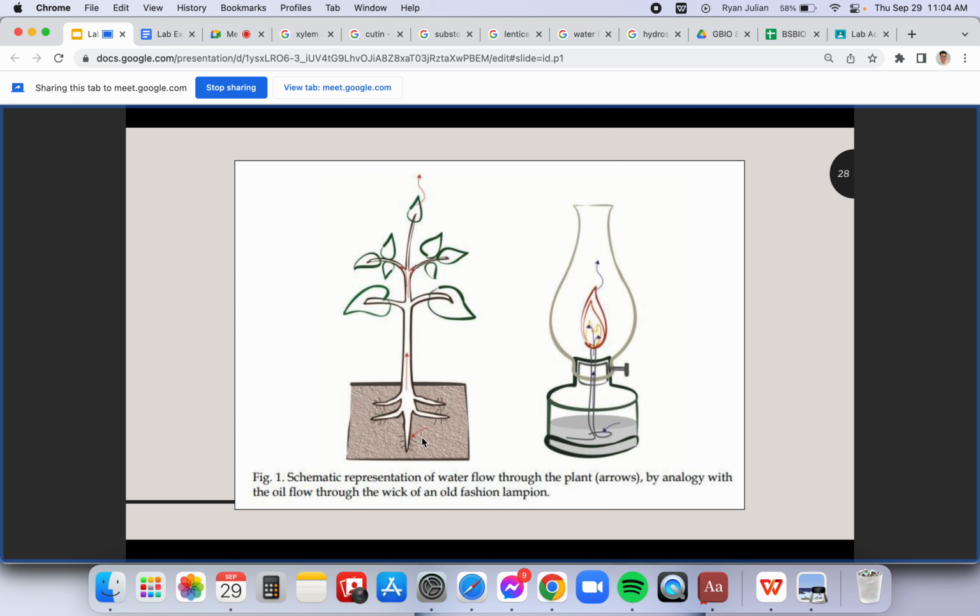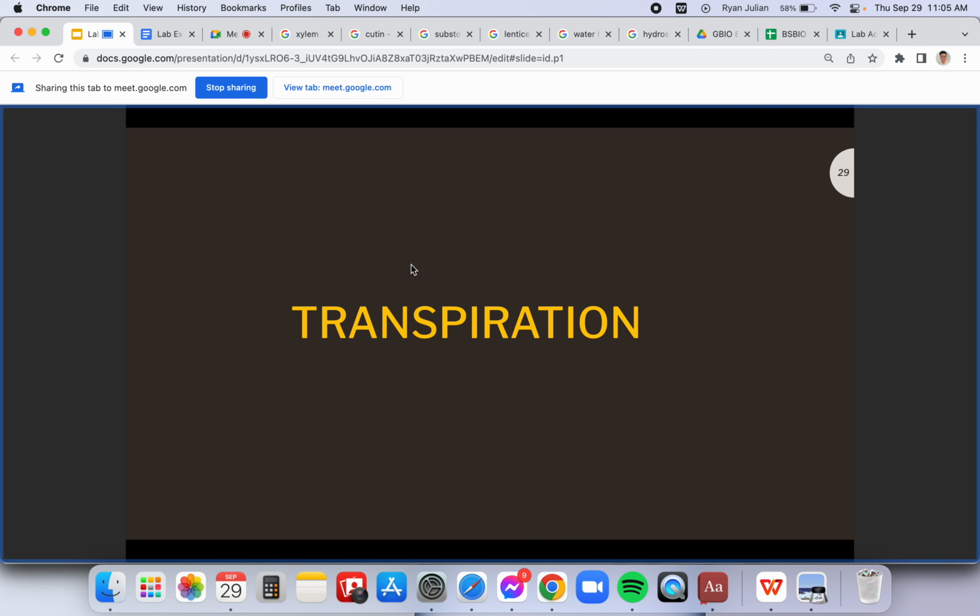So basically, water is absorbed by the roots via the phloem, and it will go up until it provides nutrients to the different parts of the plants, such as the stem, the wood, the leaves, or the flowers. And by analogy with the oil flow through the wick of an old fashioned lamp, once you put oil or gas in the container of a lamp, the oil will go up, which enables the lighting of the lamp. Same thing with the roots, uptake of nutrients and water.